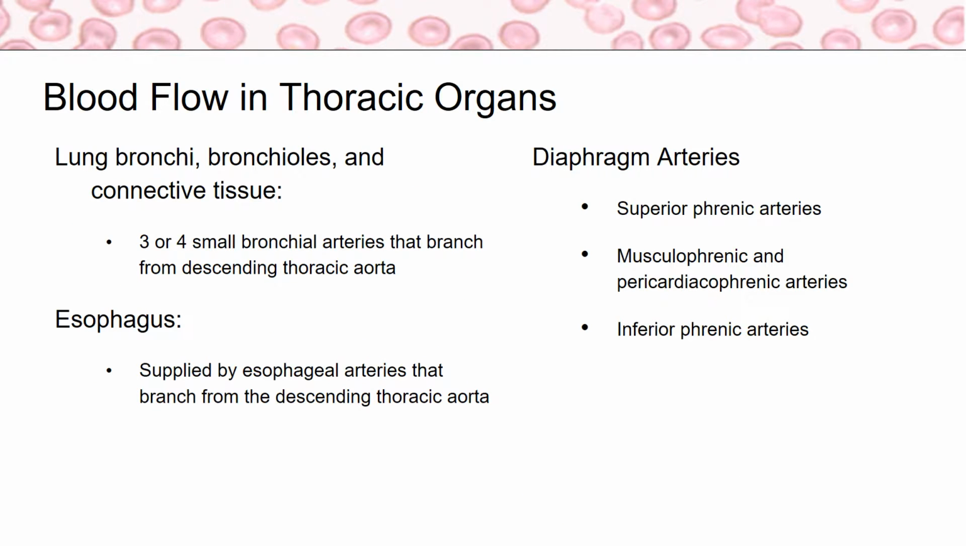For blood flow in thoracic organs, we have the lungs, which are supplied by 3 or 4 small bronchial arteries that branch from the descending thoracic aorta. We also have the esophagus, which is supplied by the esophageal arteries that branch from the descending thoracic aorta. And we also have diaphragm arteries, which include the superior phrenic arteries, musculophrenic, pericardiacophrenic, and inferior phrenic arteries.